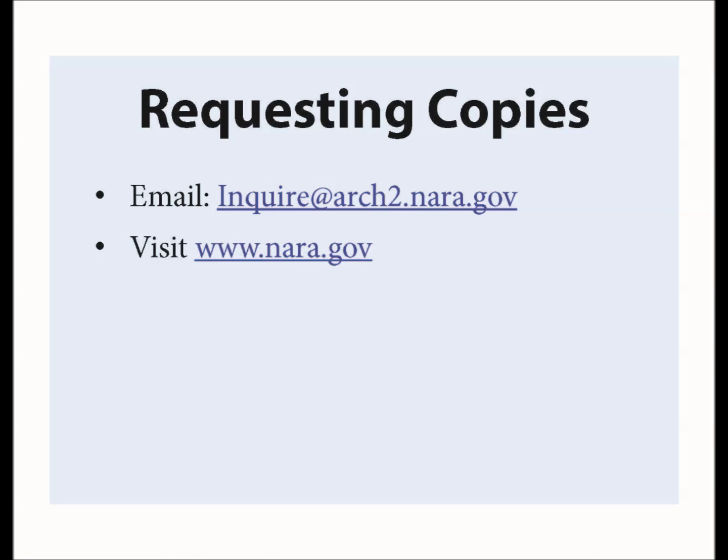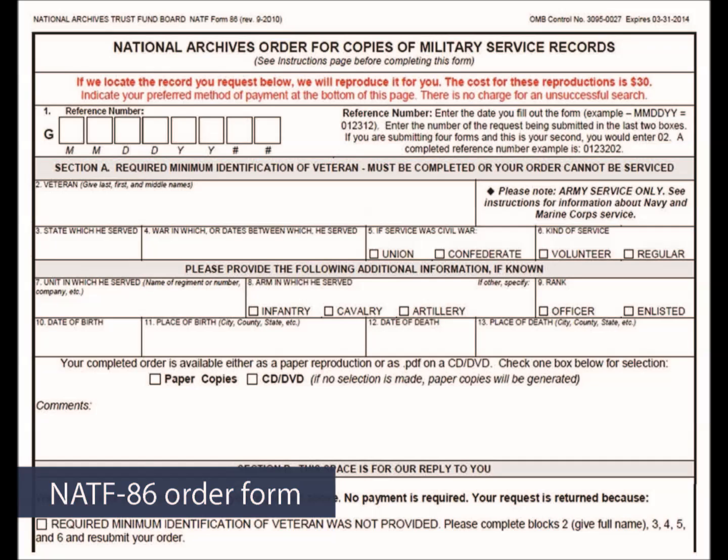Now, one of the things that you want to be able to get from that data is, you have his unit and you have his name, or you have the soldier's unit and you have the vessel he served on. So you can request a copy of these compiled military service records through inquire at arch2.nara.gov, right on your screen, or you can visit the NARA website. You can do it two ways. You can do it by a traditional downloadable PDF file of the form, or you can actually order online. This is the NATF 86 order form.